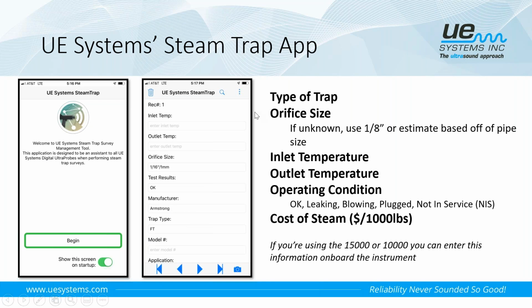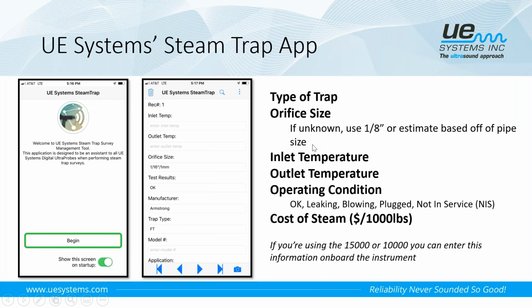And then for the report that the app will generate, we can enter all that information as we're going through the steam trap survey. And then once we're ready, we can generate a report that will give us then the dollar amount for how much the traps that are leaking by or failed open are costing. But to generate that report, we need to know the type of trap. We need to know the orifice size.